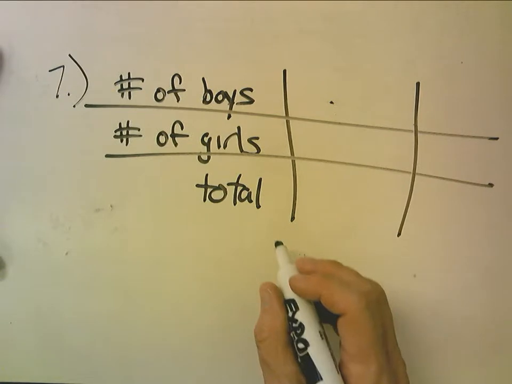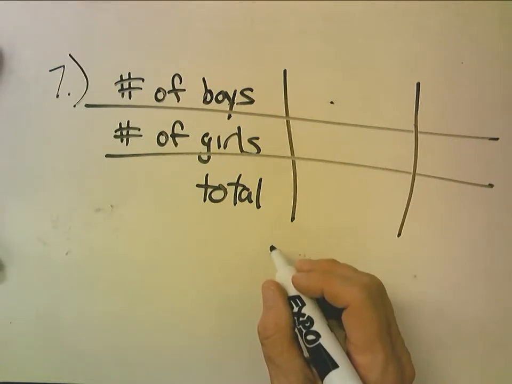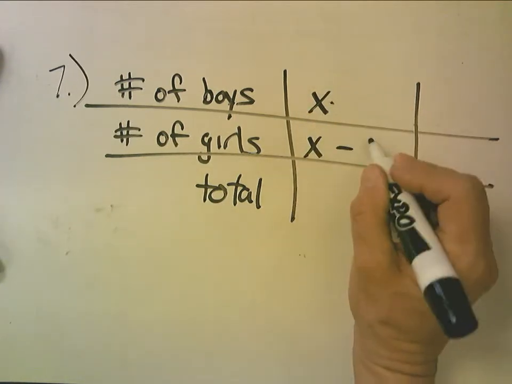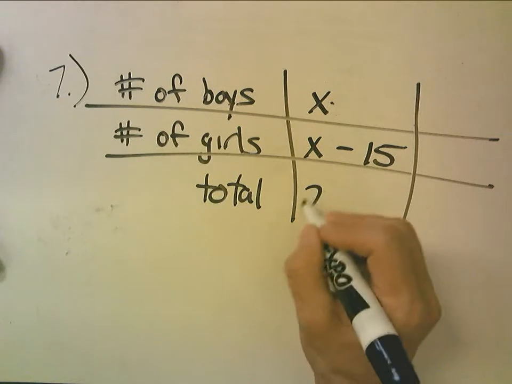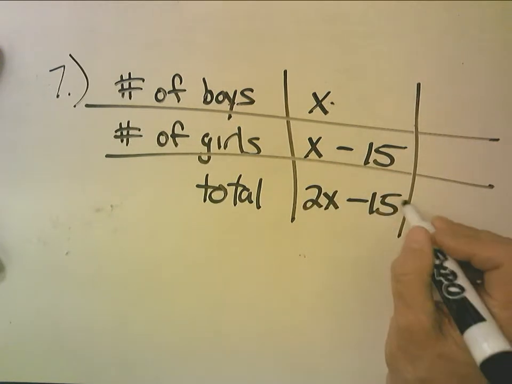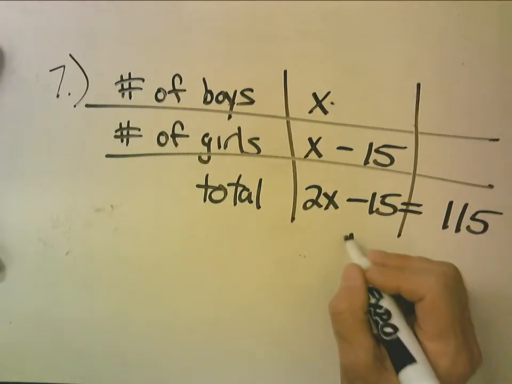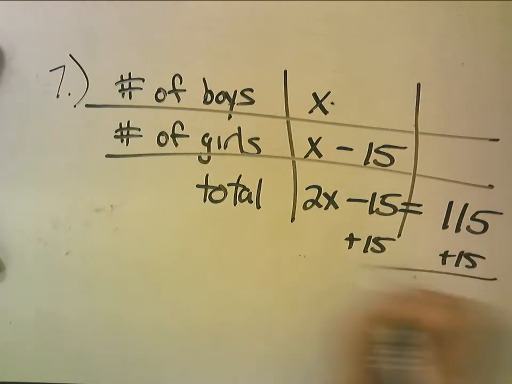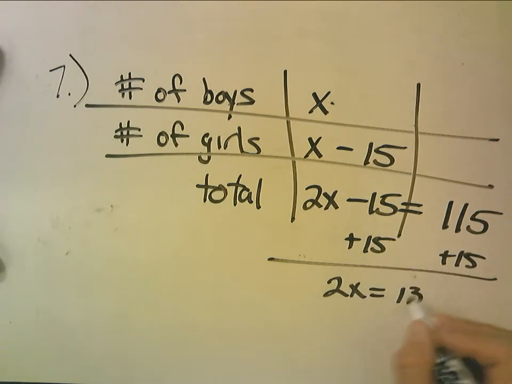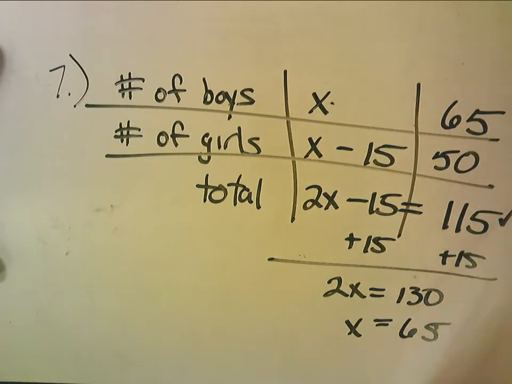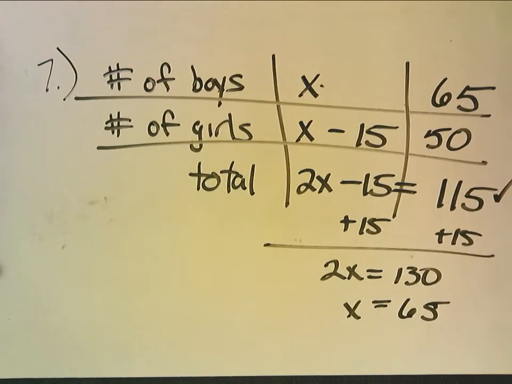So the number of boys, I have 15 fewer girls. So if boys is x, x minus 15 is the number of girls. Together, it's 2x minus 15, and that equals 115. So I add 15, 2x equals 130, x equals 65. So if the boys are 65, 15 less than that is 50. 65 plus 50 is 115, and that works.